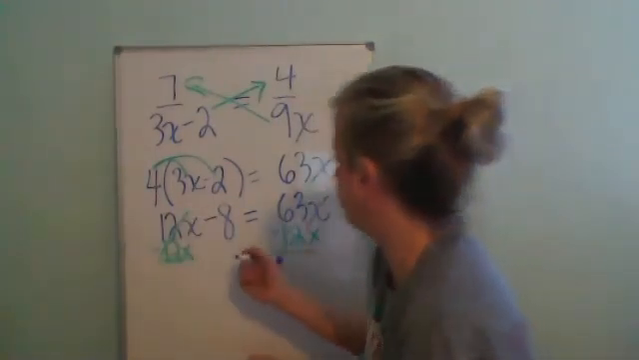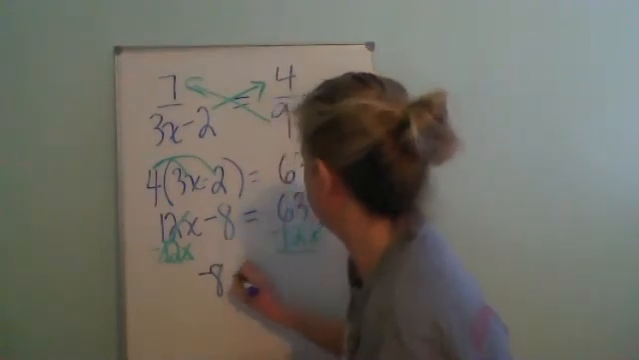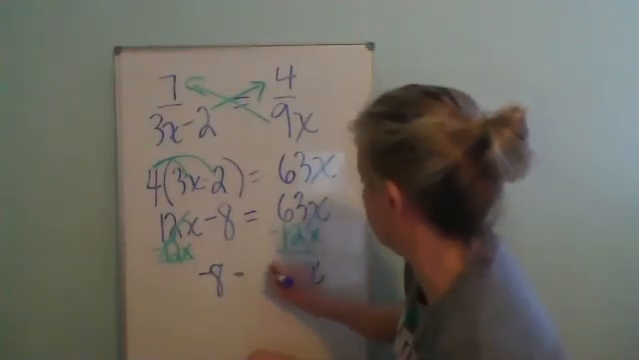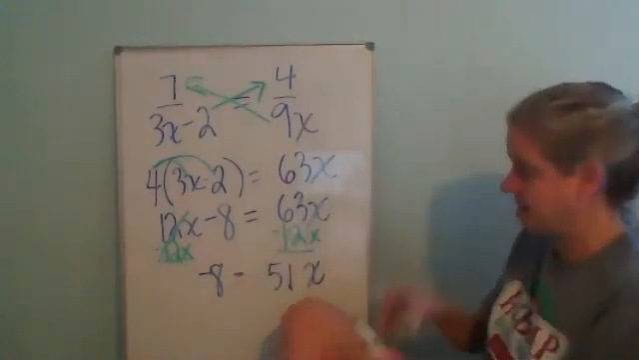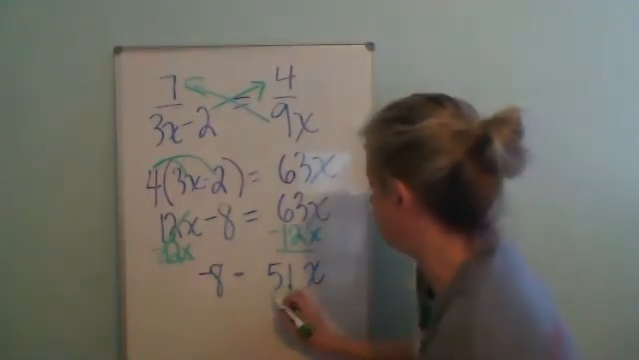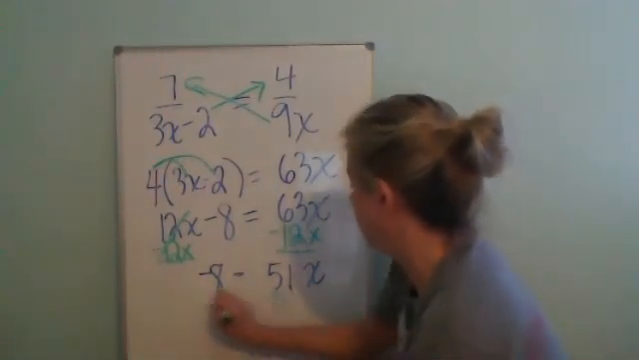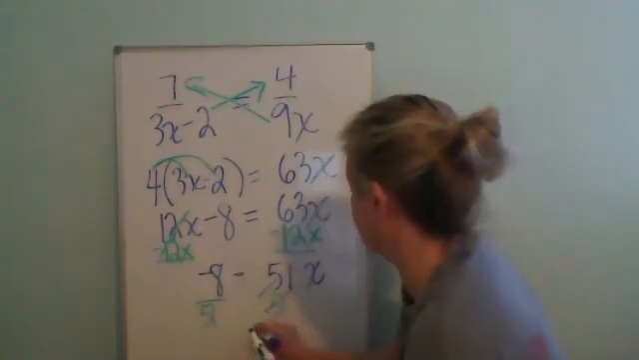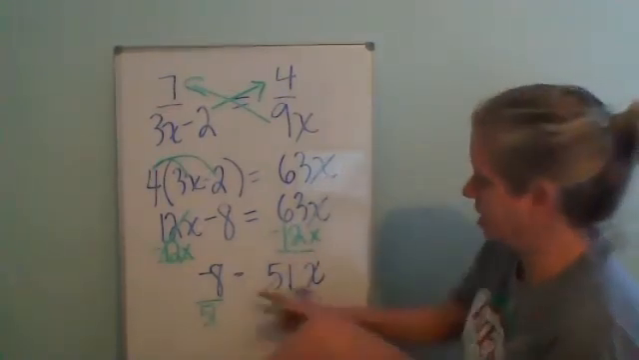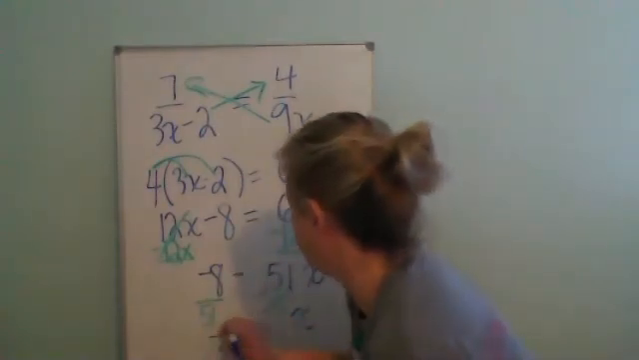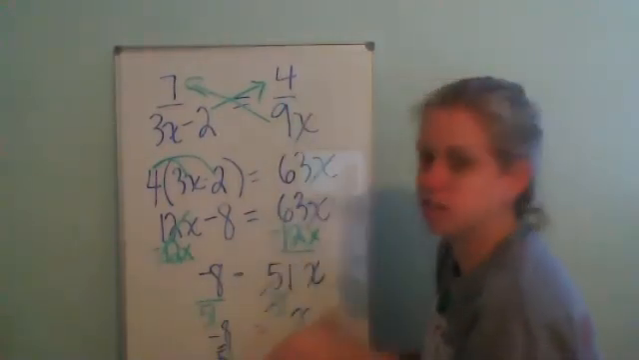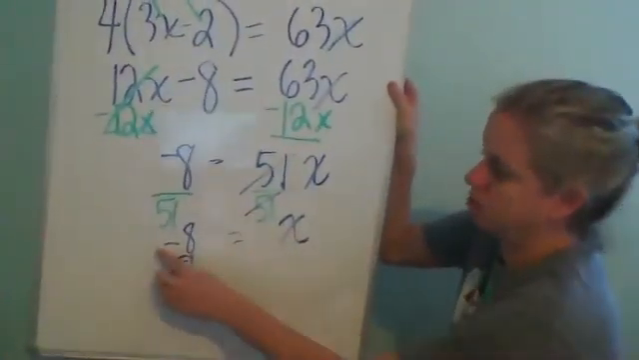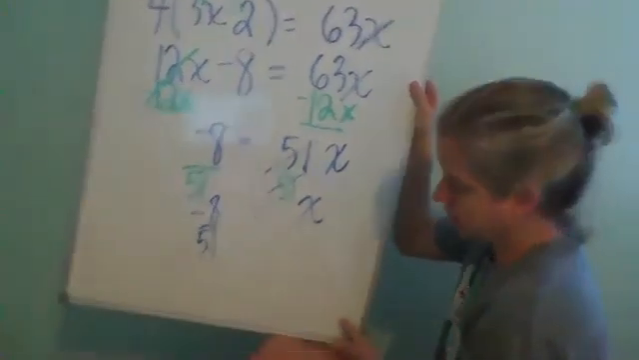So let's see, on the left, I've got a negative 8 equals, when I subtract that, 3 minus 2 is 1, 6 minus 1 is 5, so I've got 51x. So if I want x by itself, what do I need to do? Divide by 51. So the 51s cancel, so there's my x by itself. And the other side is just negative 8 over 51. And if you tried to reduce that negative 8 over 51, you would see that it wouldn't reduce. So you're just left with x equals negative 8 over 51.